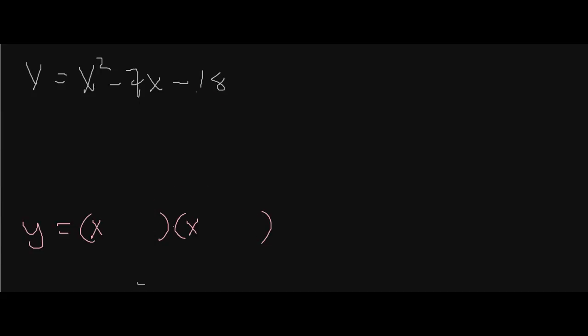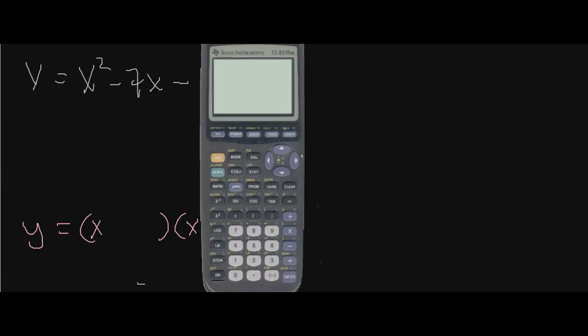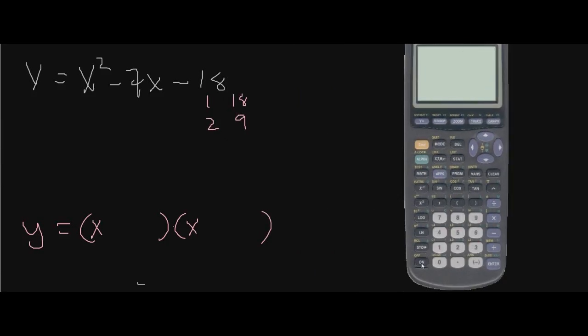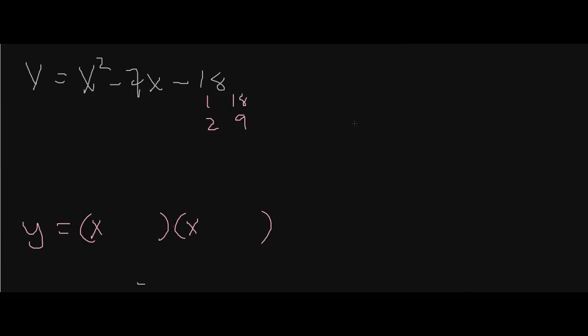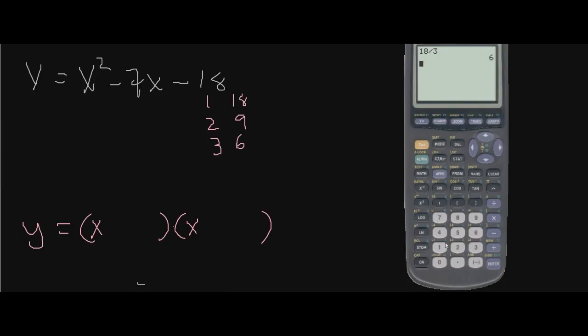So first thing we do is write all the factors of 18. Well, there's 1 and 18. There's 2 and 9. And if you're confused, just pull out your calculator and try a few more. 18 divided by 3, oh, 3 and 6. And then just to be sure, let's try 18 divided by 4, but I think we've found them all, because that gives a decimal answer. So that's pretty much it.